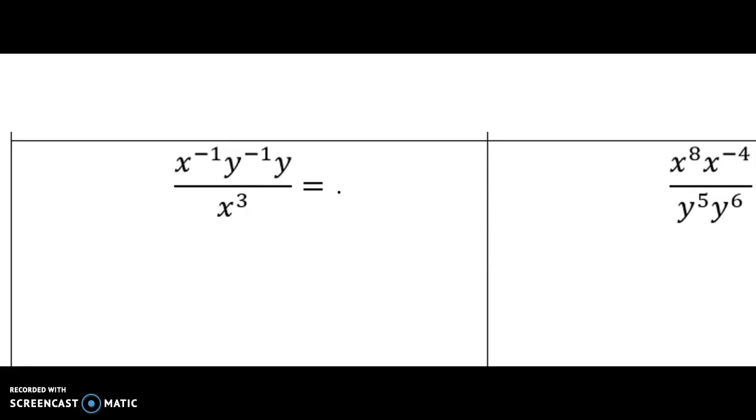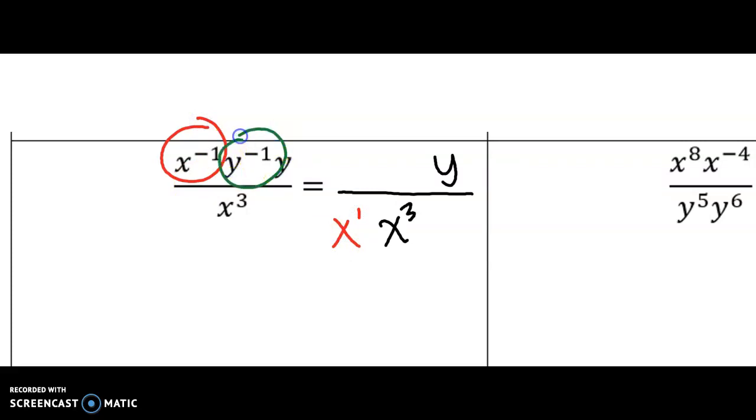So I'm going to start it by keeping what is not going to move. The y on the end is not going to move, and the x to the third is not going to move because they're already positive. However, this x to the negative 1, I want to make it positive, so I'm going to bring it down. And this y to the negative 1, I want to make it positive, so I'm going to bring it down like that.